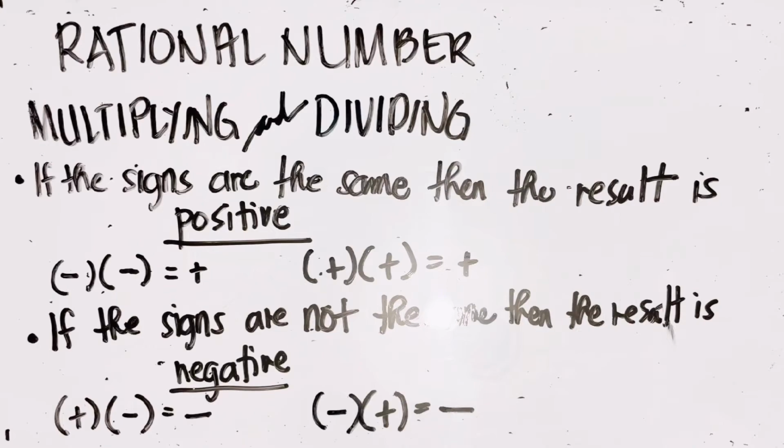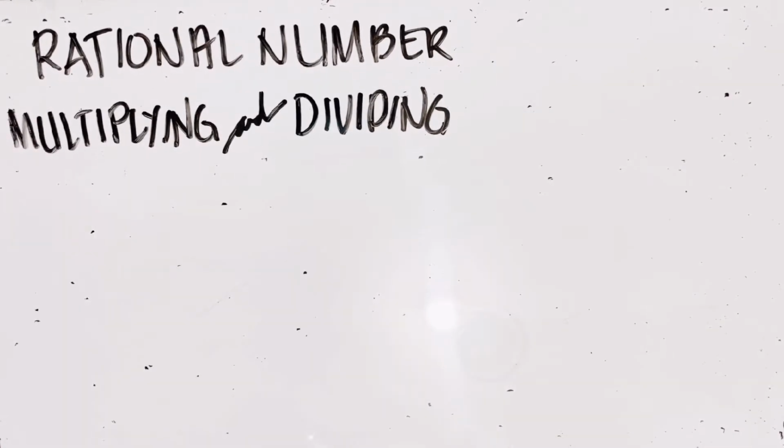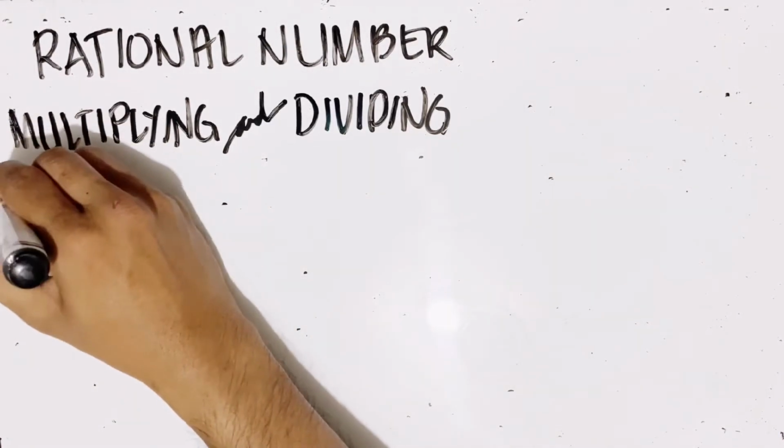So please remember these two major rules in multiplying and dividing integers or rational numbers. Now let's have examples in multiplying rational numbers. So example number 1.